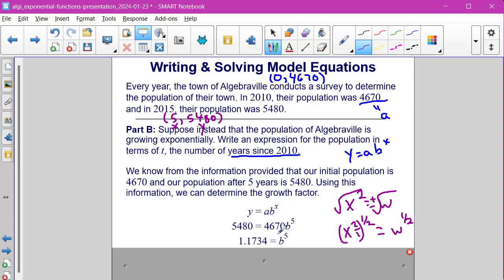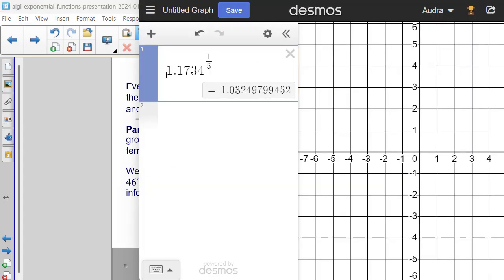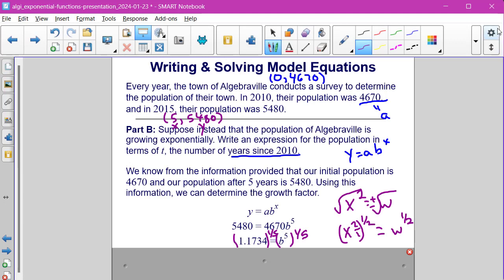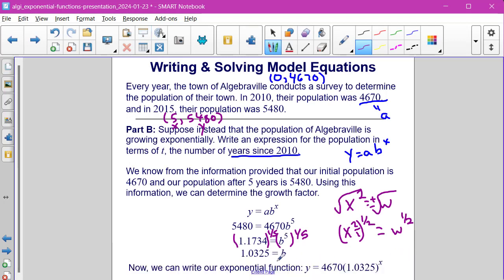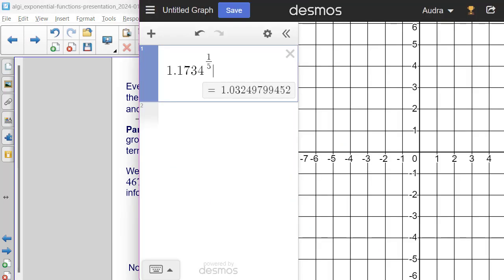So we could end up raising both sides of this equation, instead of to the 1/2 power, to get rid of the fifth power, we have to raise it to the 1/5 power. So if we put this into a calculator, 1.1734 raised to the 1/5 power, we end up getting 1.0325 as the answer for b. Now there's also another way to approach it. This is the algebraic way, using inverse operations. We could also instead graph our equation.